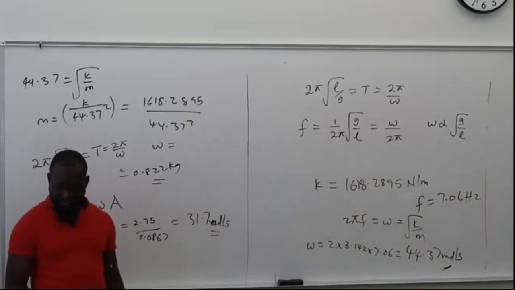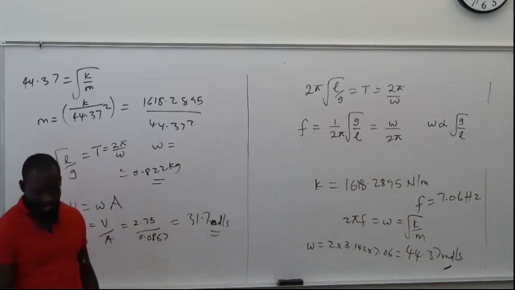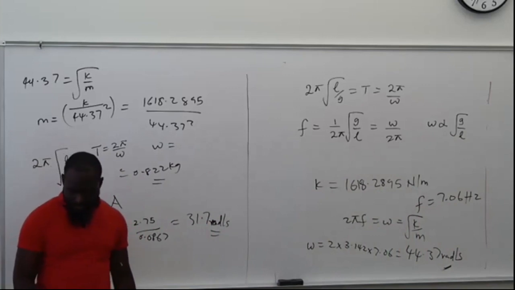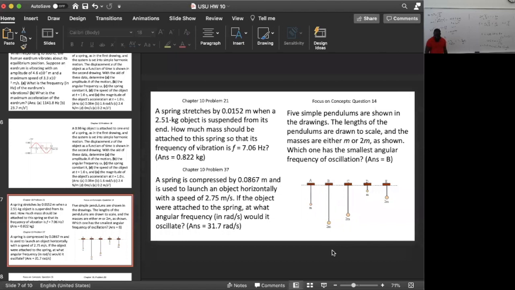So which of them has the smallest omega? It will be the one with the largest L, which is B. It doesn't matter what mass it is. Let's share the screen and see that. B is the one with the longest length that will have the smallest omega according to that inverse variation. Next problem.